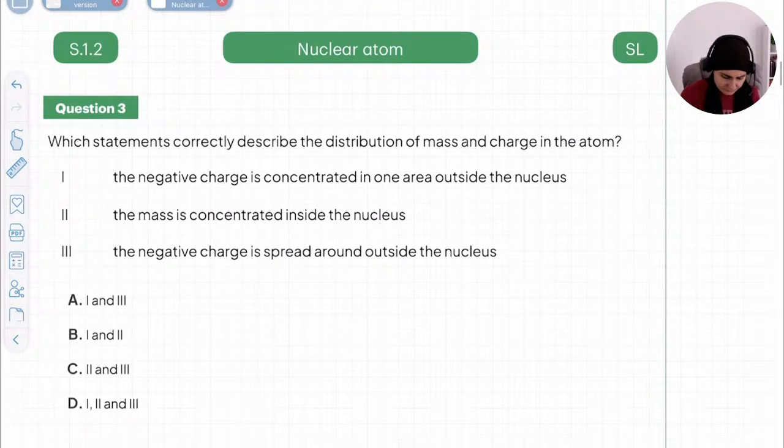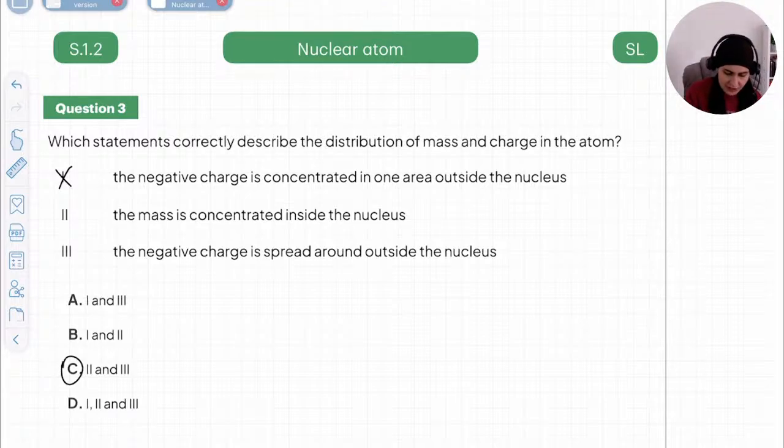Next. Which statement correctly describes the distribution of mass and charge in the atom? The negative charge is concentrated in one area outside the nucleus. Is that right? Okay, I hope my imaginary followers said that no, that's wrong, right? It's not concentrated in one area, it's spread out in the shells. So it's not 1, and if it's not 1, it must be 2 and 3, so C.